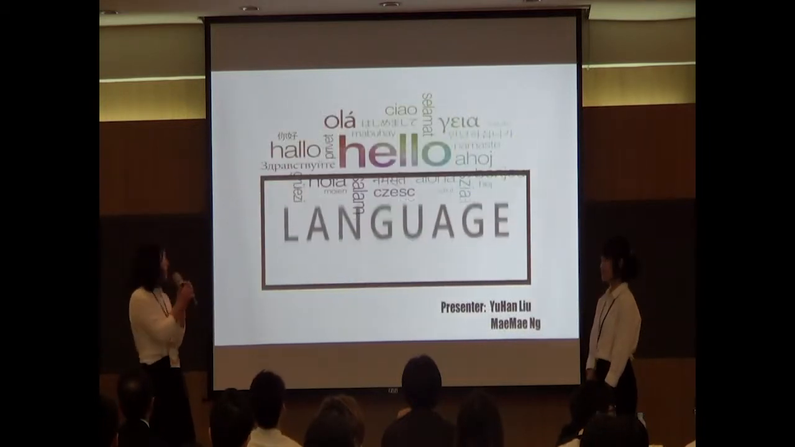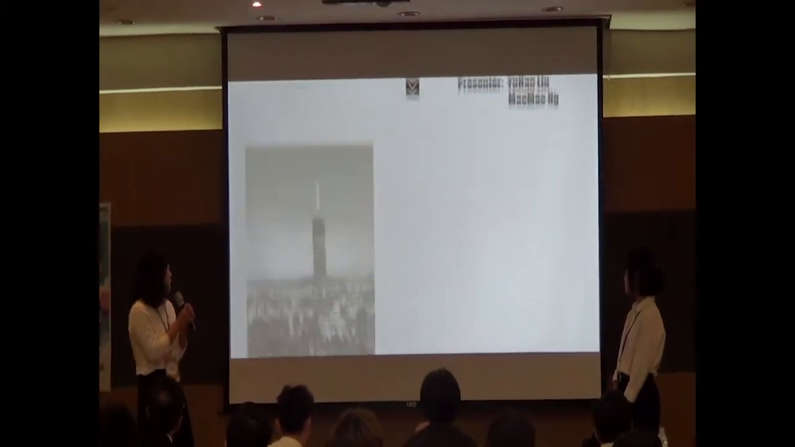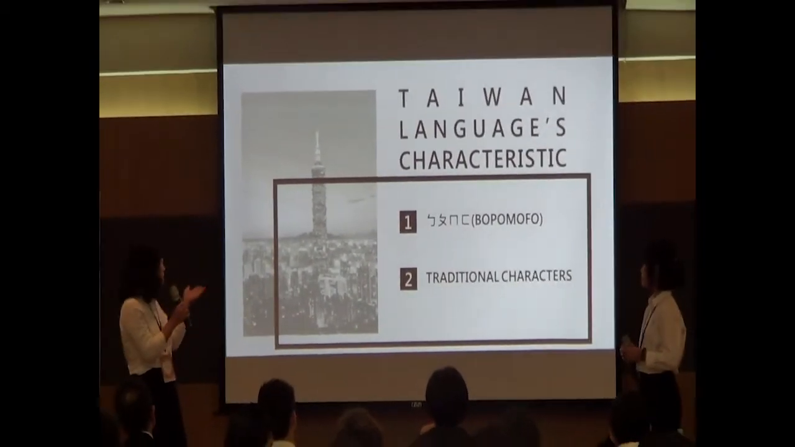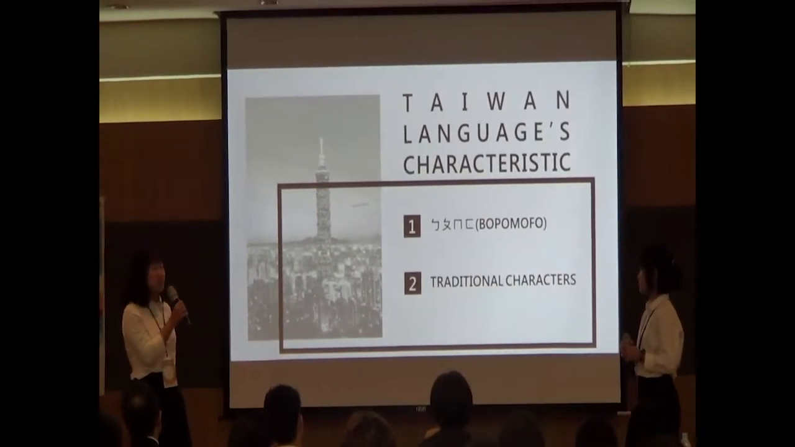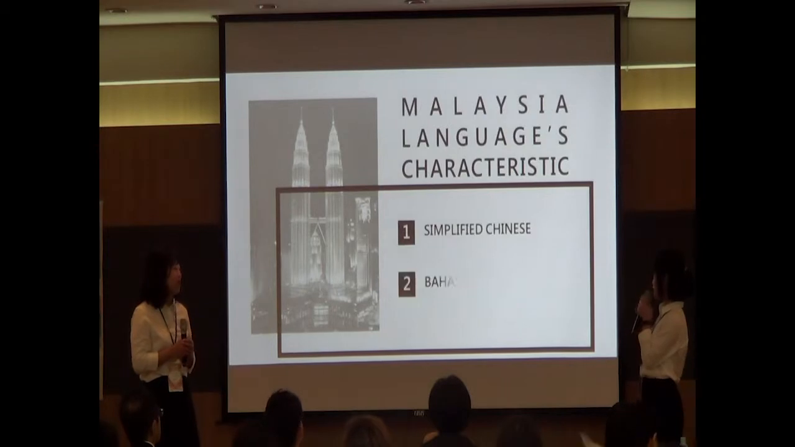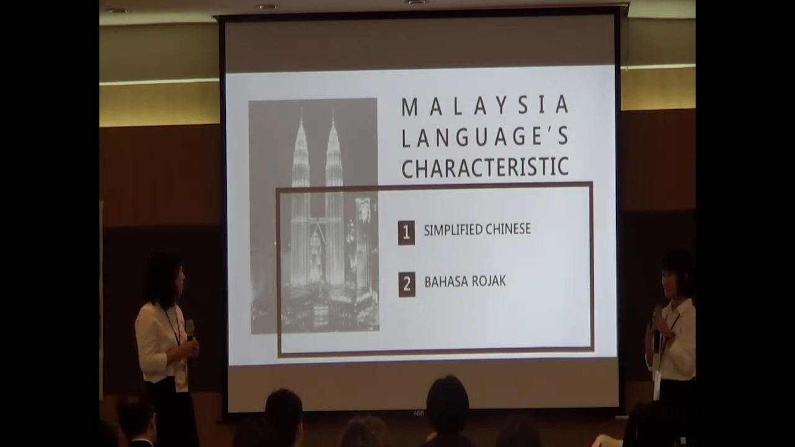Hello everyone, our first topic is language between Taiwan and Malaysia. There are 2 special points in Taiwan language. First is verb method, and second is traditional characters. About Malaysia, we are going to introduce about simplified Chinese and Bahasa Rojak.